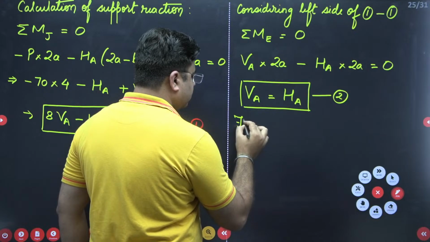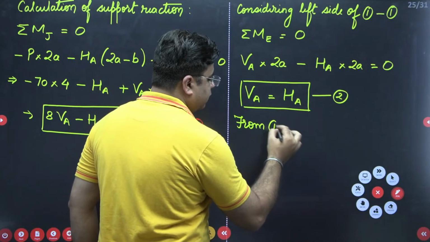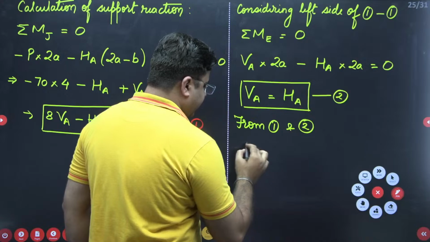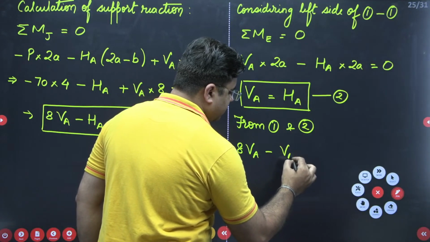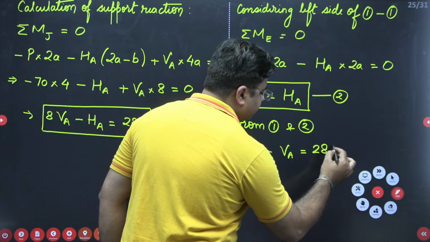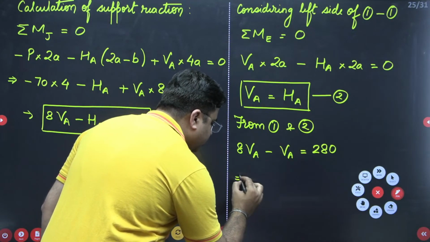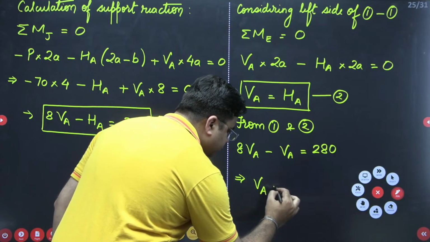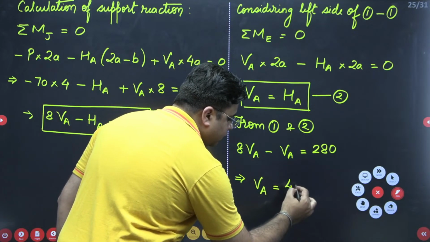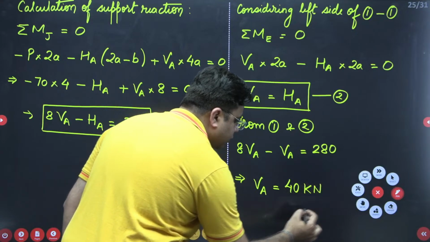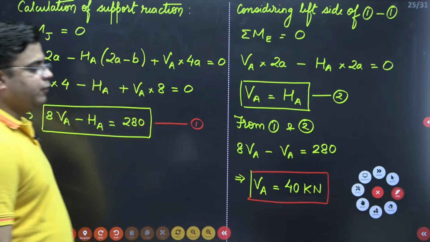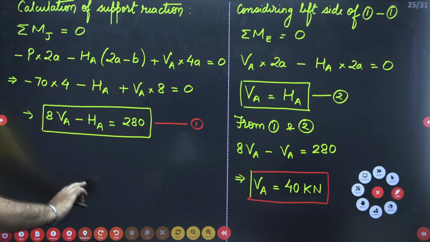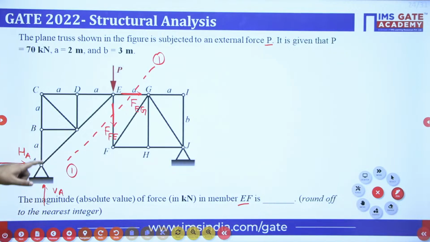From 1 and 2, I can write 8 VA minus VA. This is equal to 280. So VA comes out to be 40 kilonewton, right? VA I have calculated this as 40 and it is an upward acting support reaction.